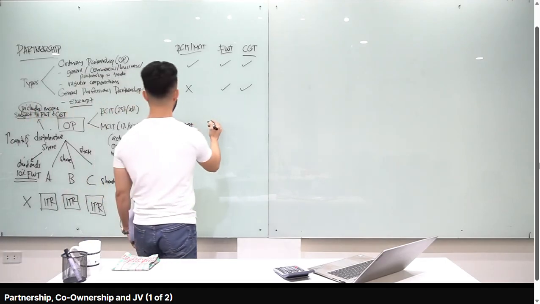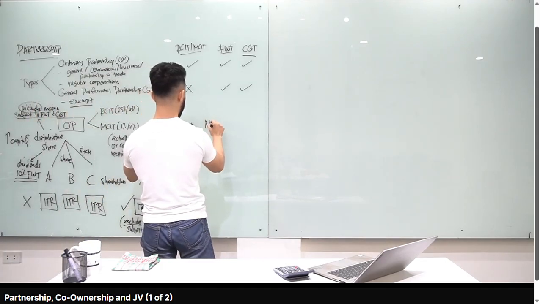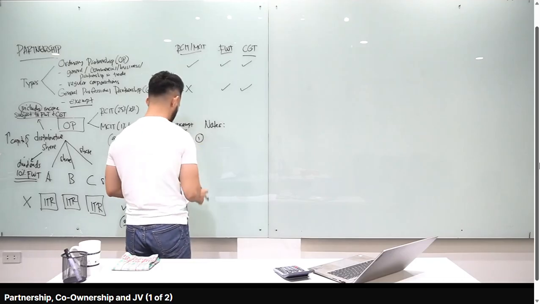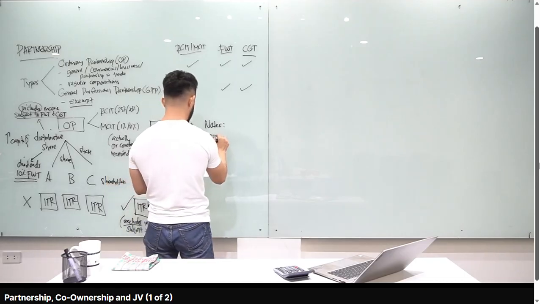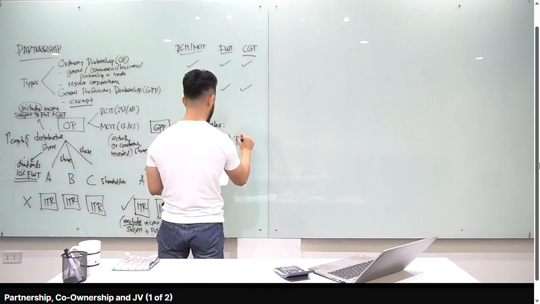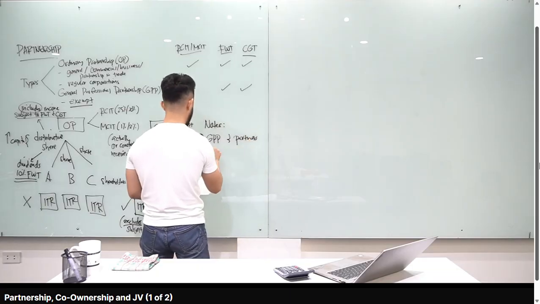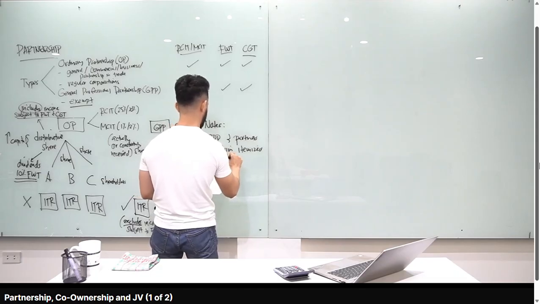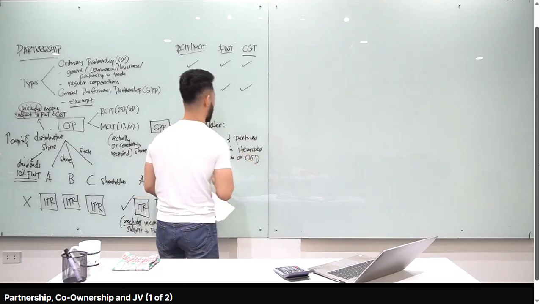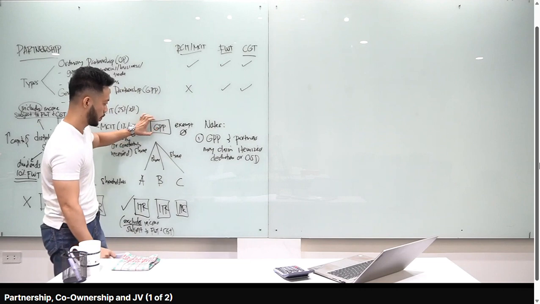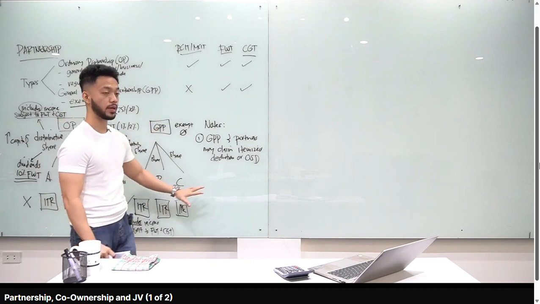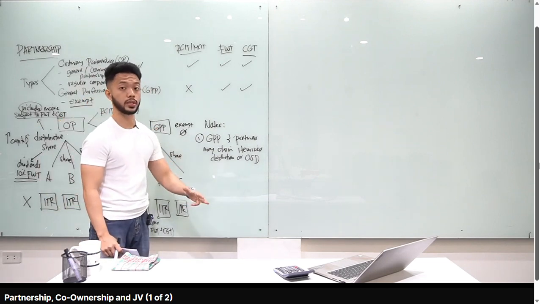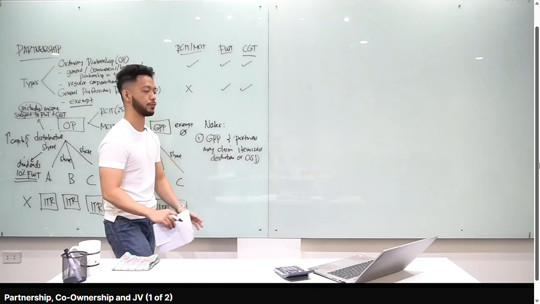Okay, some notes to remember for GPP. Okay, this is specifically for GPP. Number one, GPP and the partners may claim itemized deductions or OSD at their option. So GPP and the partners may claim itemized deductions or optional standard deduction. Depende sa kanila. Okay? Option nila yan.